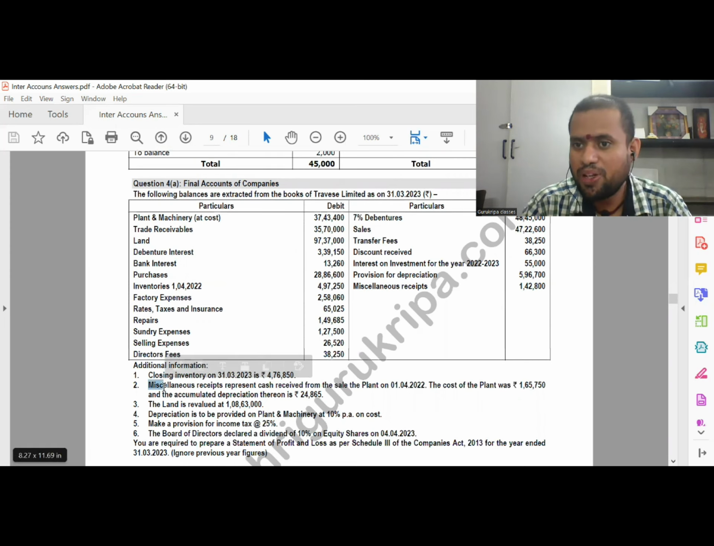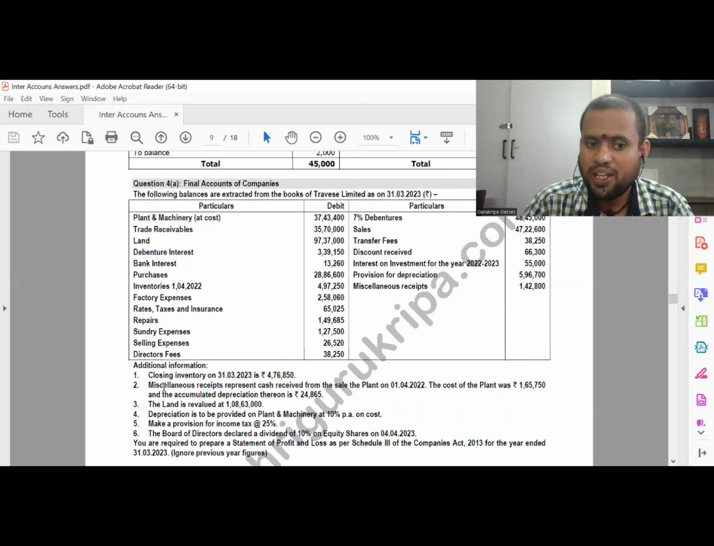Miscellaneous receipt. Normally we will show it as other income, but here it represents proceeds received from sale of PP. So we have to compute the profit on sale, and only the profit we have to include. Other portions we should not include.